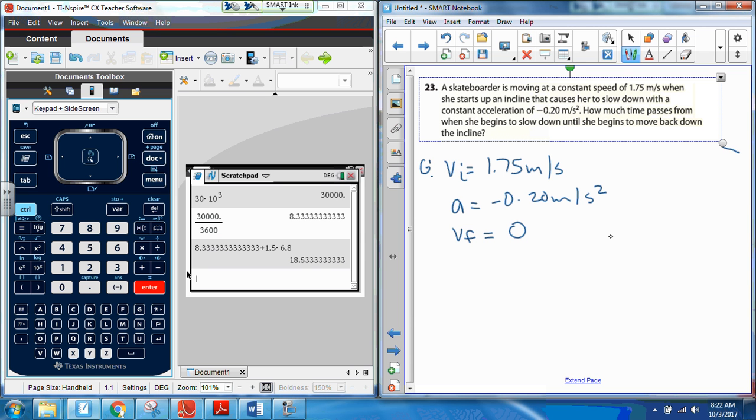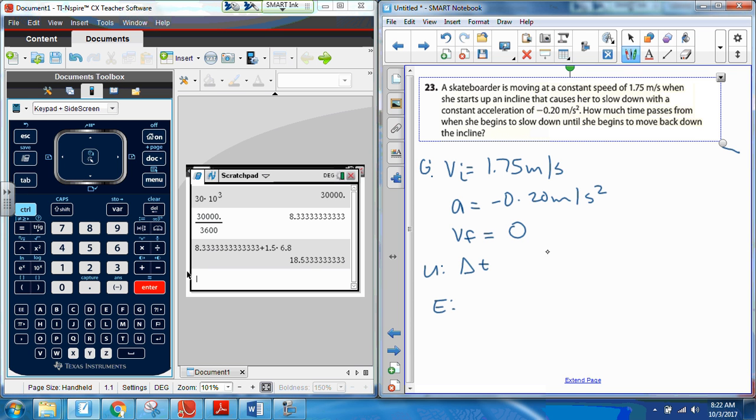Okay, remember, as I go up, I'm moving in the positive direction. As I go down, I'm moving in the negative direction. So if I get all the way to the top, just before I start going down, I have to hit the magic number that's between positive and negative, and that is 0. Okay? The unknown is time, delta t. All right, which equation are we going to use?